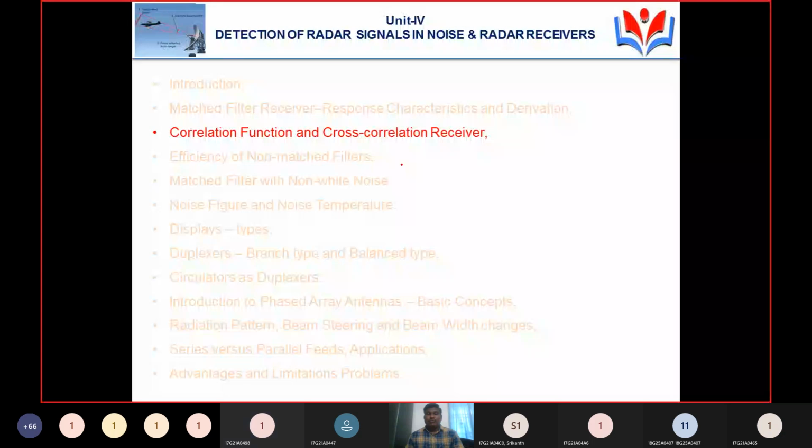Cross correlation is also a correlation function only, but the comparison will be done with 2 different signals. So correlation function, cross correlation receiver, that we will see now.